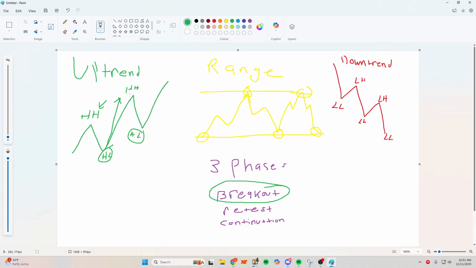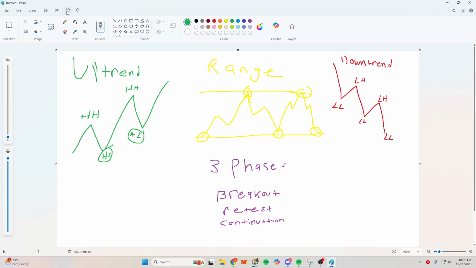So what then happens is we then get a retest of that area where we initially broke out from of that higher high. Okay. Then once we get there and we fail to go lower, what happens? We then get the continuation. Okay. And that's your breakout, your retest, and your continuation.